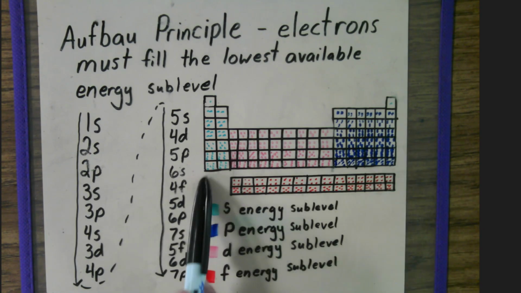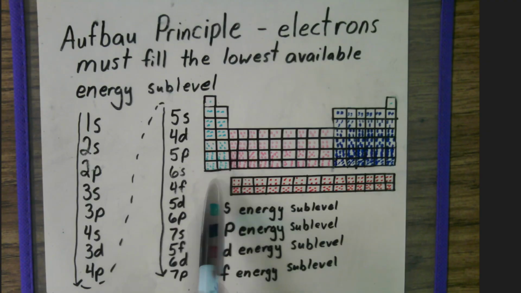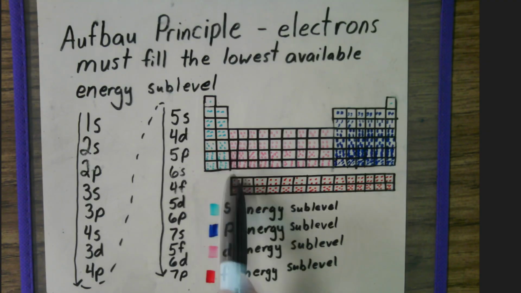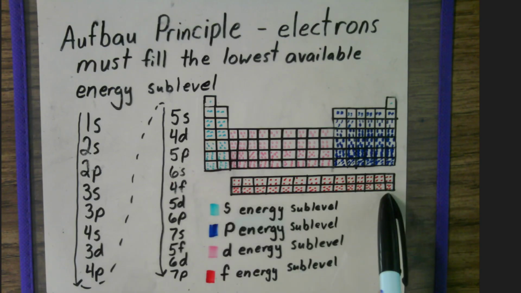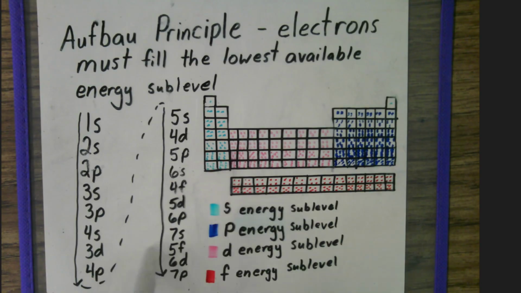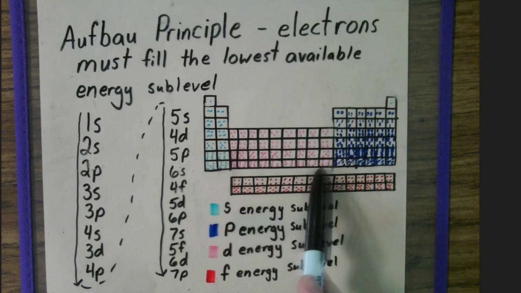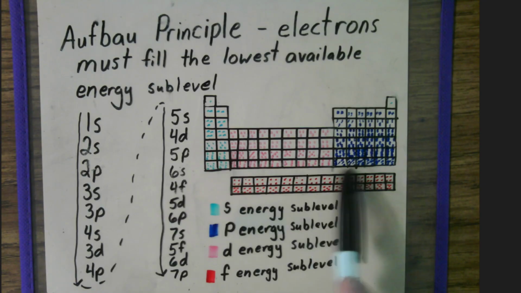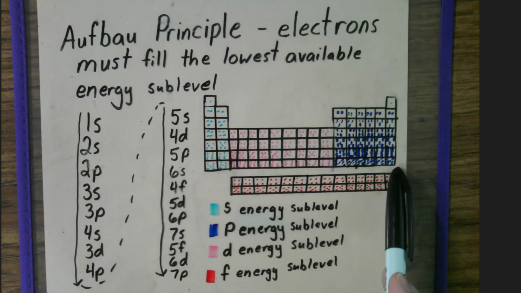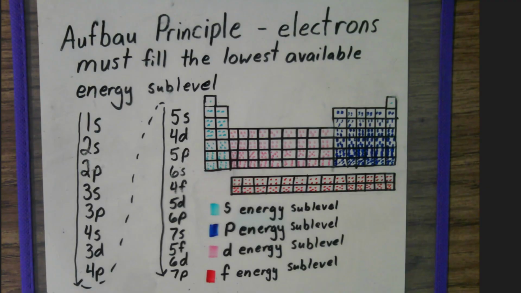Keep going down, we've got the seventh, 7s, which is here in our line. Continue, but wait, before we get to that d, we've got to go to the f. Here's 5f, that can hold 14 electrons. We get through that, we go back up to the 6d and end off at the 7p. This is the Aufbau principle. We'll need to understand this to work on these electron configurations.